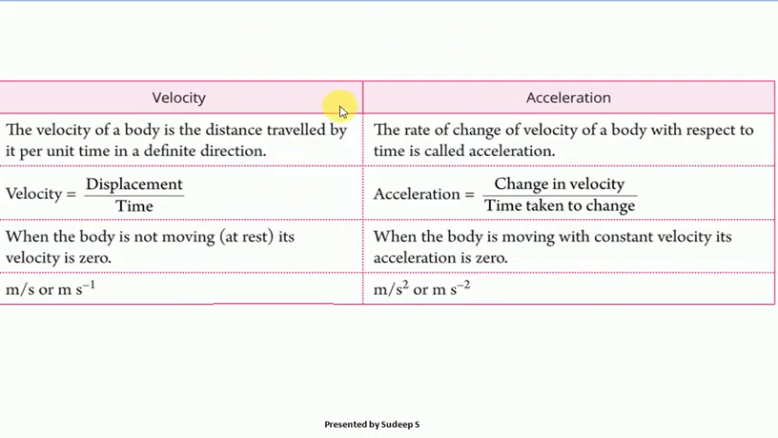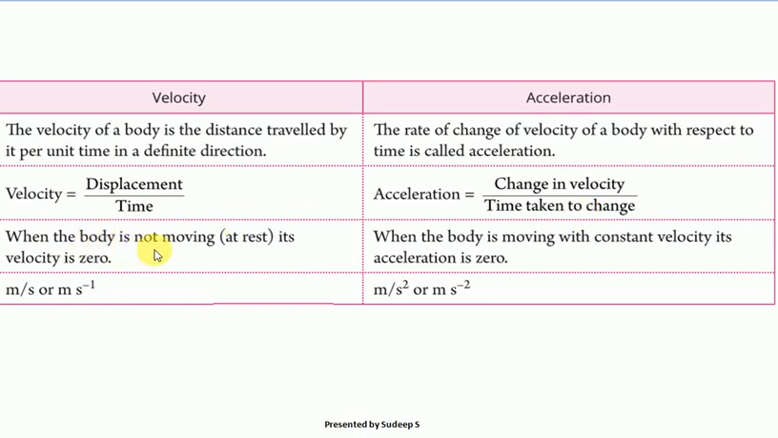Since now we have understood the concept of acceleration, let us see some comparison between velocity and acceleration. Velocity of a body is the distance traveled per unit time in a definite direction, while acceleration is the rate of change of velocity of a body with respect to time. So here's the formula for velocity. Velocity is equal to displacement upon time. Acceleration is equal to change in velocity upon time taken.